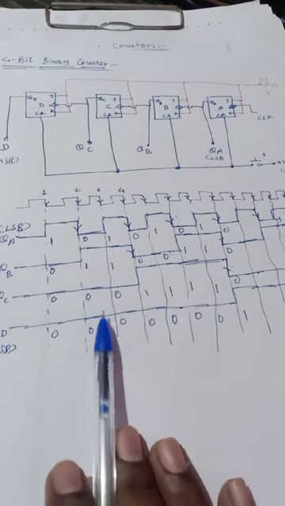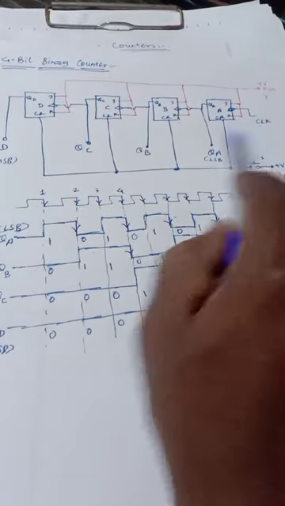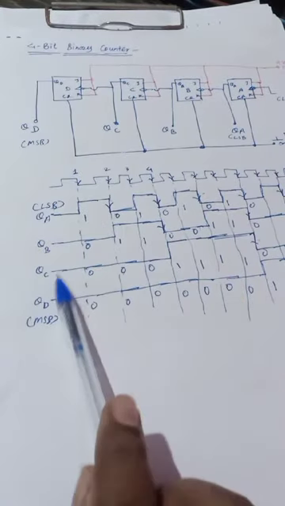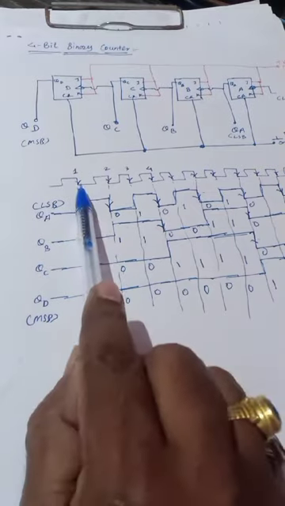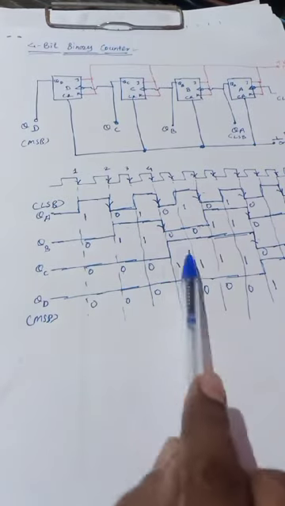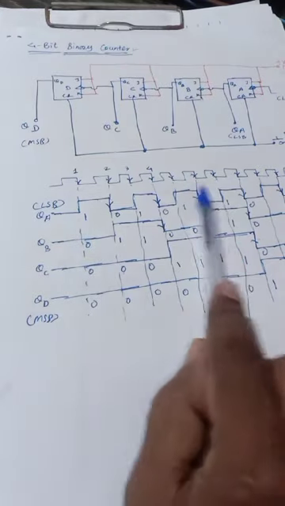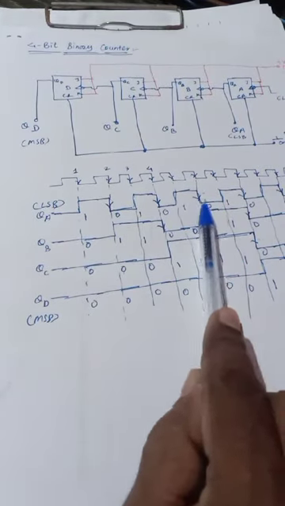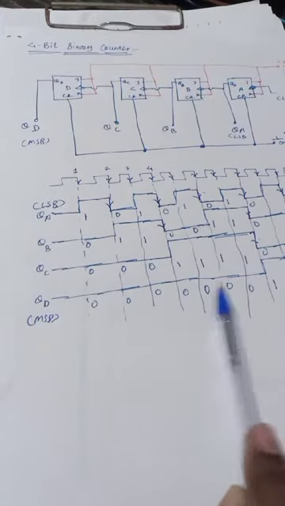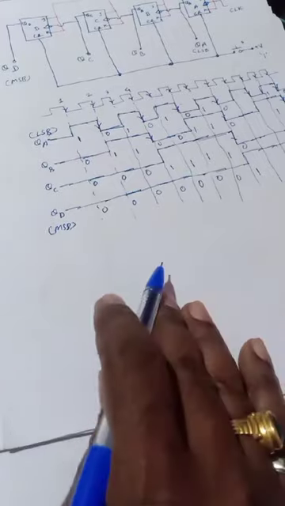For the LSB you have to apply the clock. This is the most significant bit. You have to write the LSB first and then the MSB. At every falling edge, you just go on changing the next. Write down the clock, and at every falling edge toggle QA, then QB, QC and QD. Then the truth table of this counter is very simple.